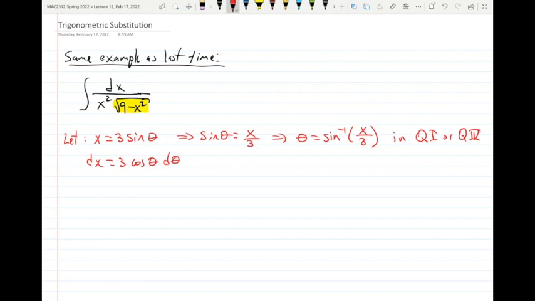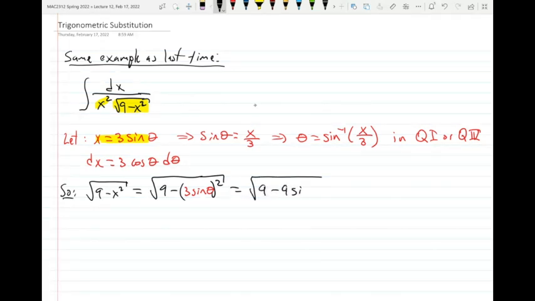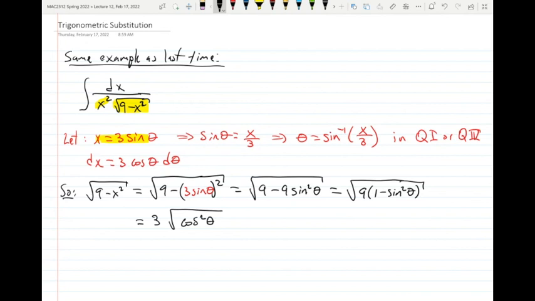Okay, so we have this. Now, because x equals 3 sine theta, we already know what x squared is. Let's work with the radical. It's better to simplify the radical down here. So the square root of 9 minus x squared is going to be equal to the square root of 9 minus, I'm going to replace now what we have, that's 3 sine of theta squared. And let's simplify, okay? So that's 9 minus 9 sine squared, factor out 9. So the 9 comes out as a 3. And then 1 minus sine squared becomes cosine squared.